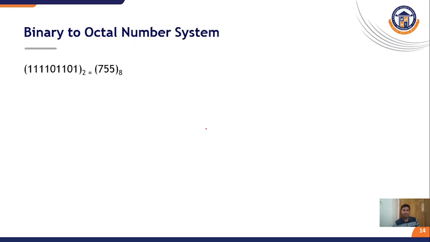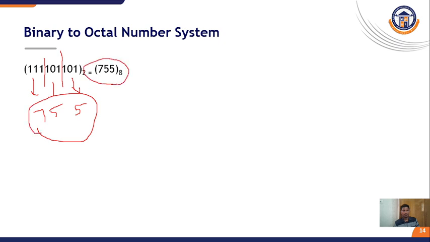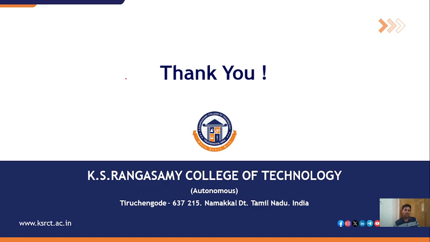So next binary to octal number. Here we have to split the number by 3 digits. So the equivalent octal number is, 101 is 5. So this is 5. And 111 equivalent octal number is 7. So 755 base 8. So thank you.